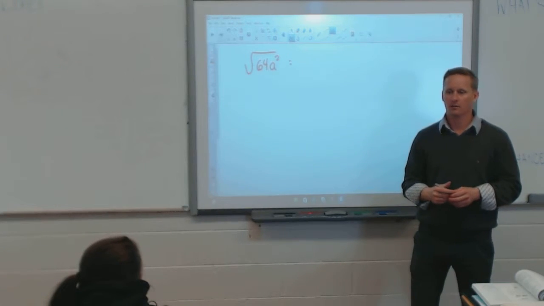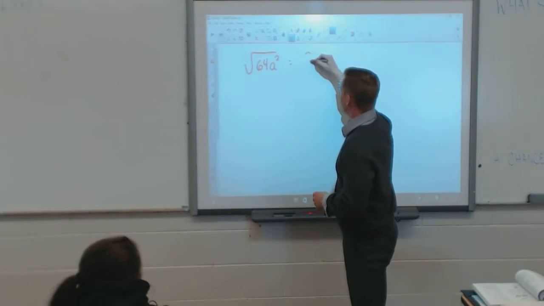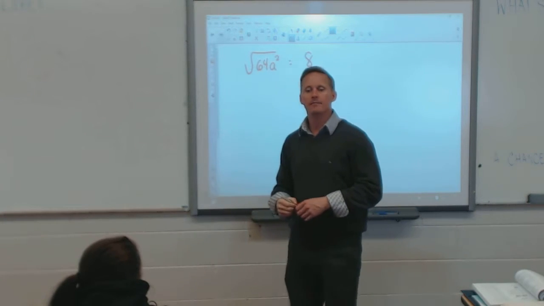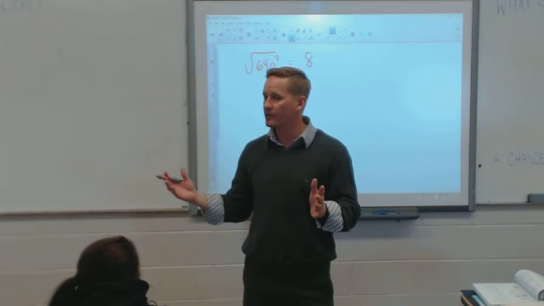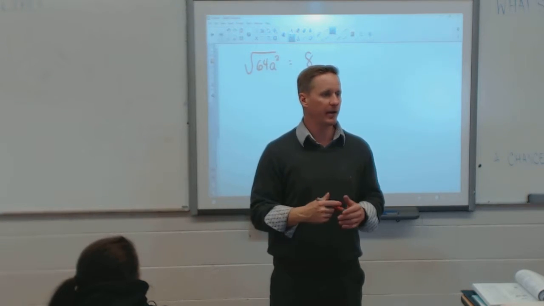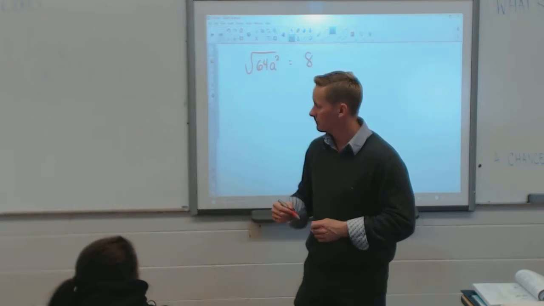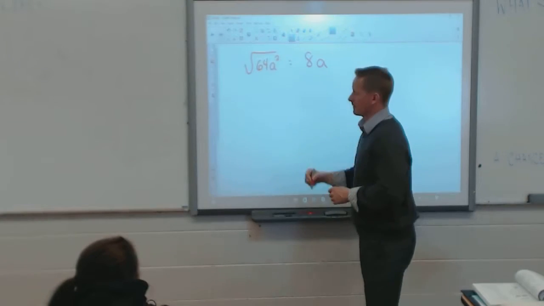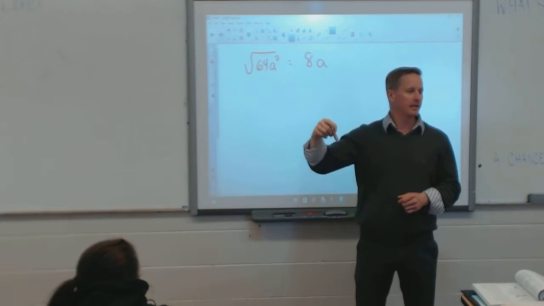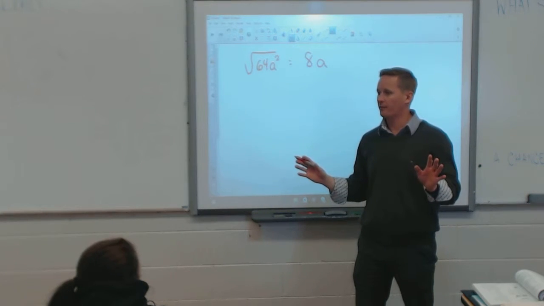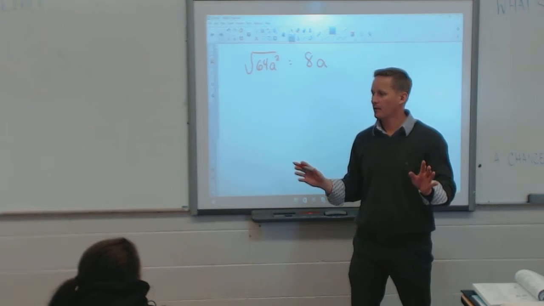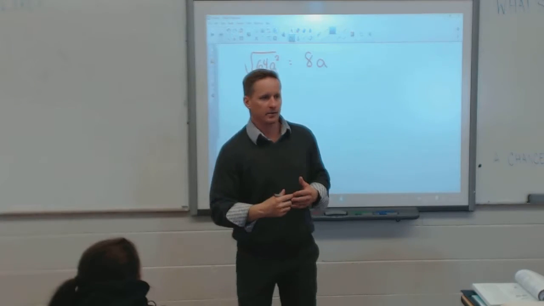Okay, well, let's start with this. What's the square root of 64? Why is it 8? Because 8 times 8 is 64, right? We get that. What about a squared then? What's the square root of a squared? It's a. So 8 times a. That's simple enough, correct?